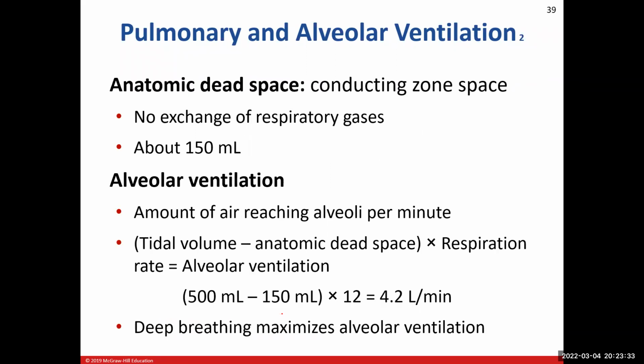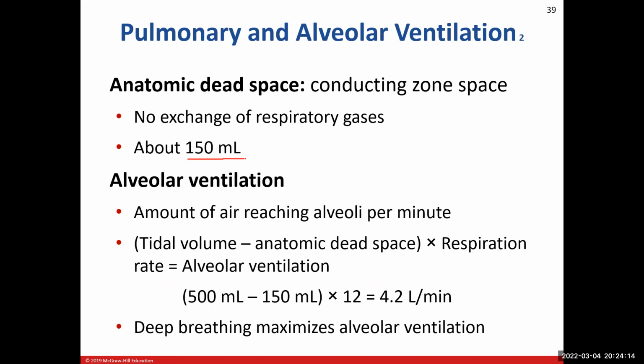All right, so let's talk about a couple other terms here. Anatomic dead space, alveolar ventilation. Anatomic dead space, we're discussing what's going on in the conducting zone. So you have the conducting zone, which we're not going to see any exchange of gases occurring in this area, and that's in the upper respiratory part of your lungs and pretty much down into a good portion of the bronchial tree there, and so your anatomic dead space usually measures about 150 milliliters.